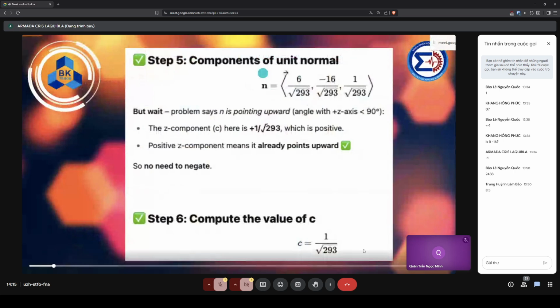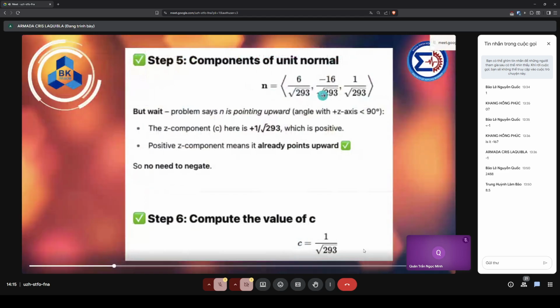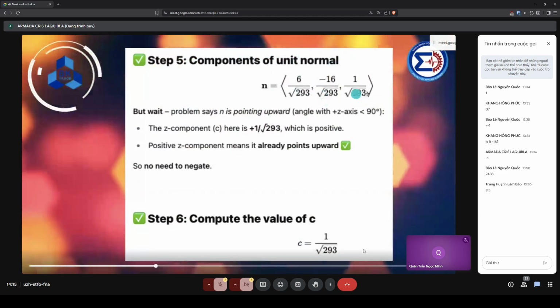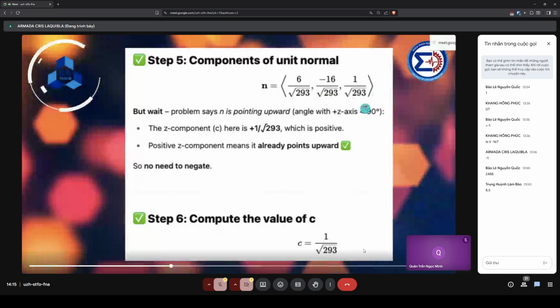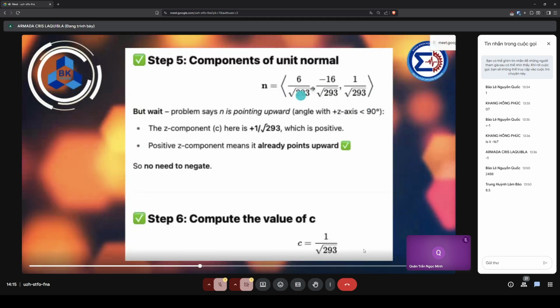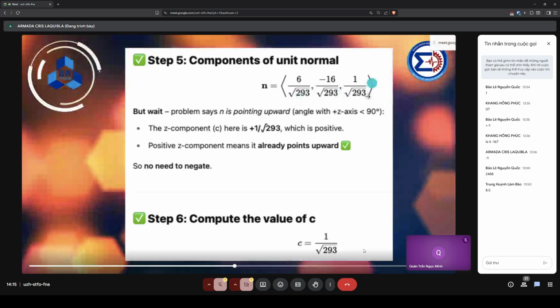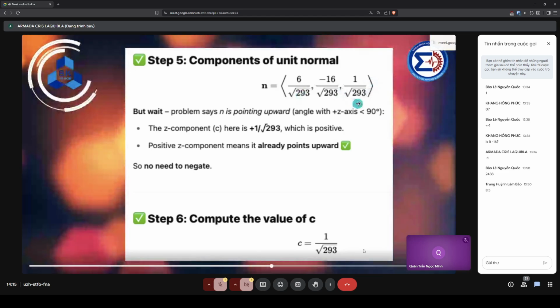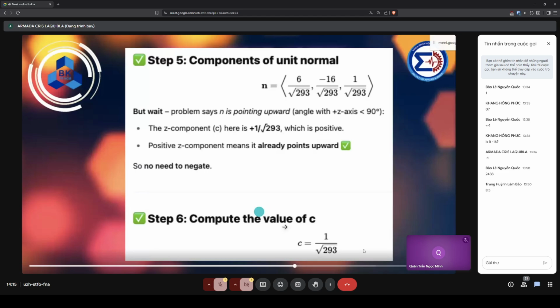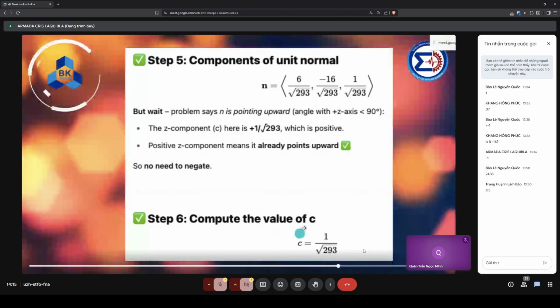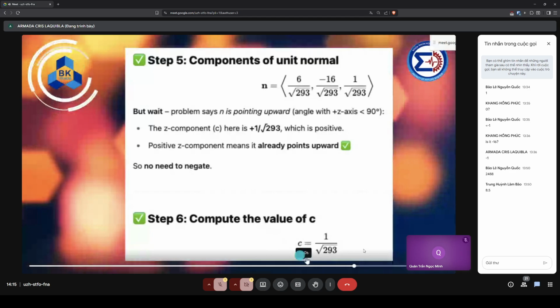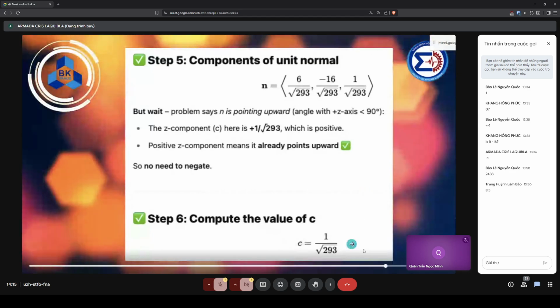So now your unit normal vector n is 6 over the square root of 293, -16, and 1 over the square root of 293. And this is your A, this is your B, and this is your C component. But the question is only asking for the C value. So your C is equal to 1 over the square root of 293.